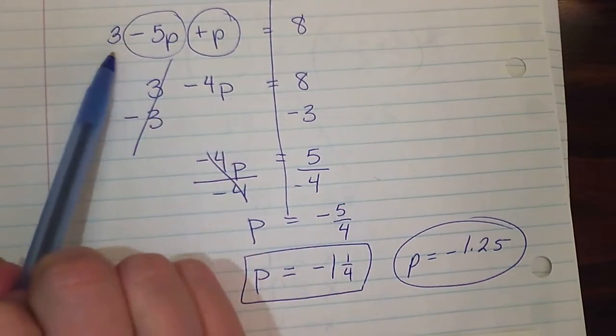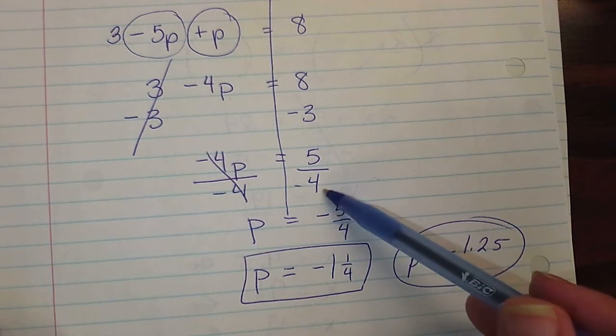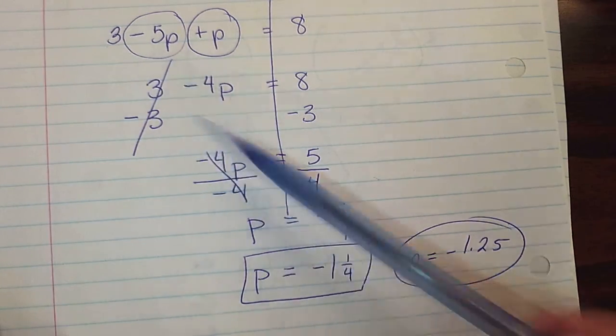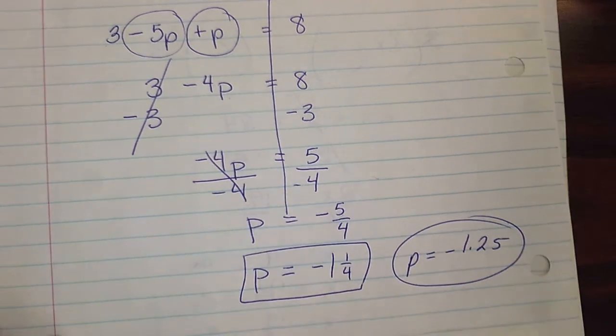When the problem has decimals up here, you want to make sure your answer is in decimal form if it's not a whole number, and if there are fractions up here, you want to make sure your answer is in fraction form if the answer is not a whole number.